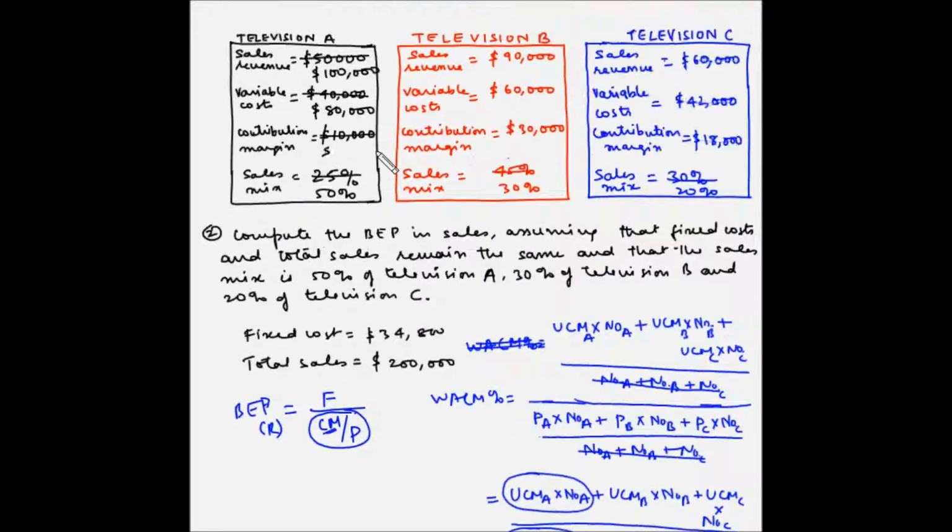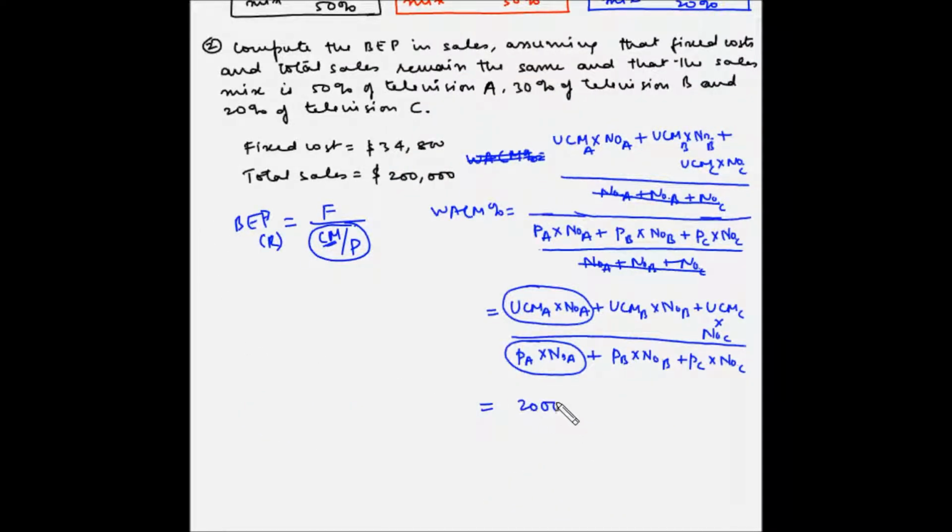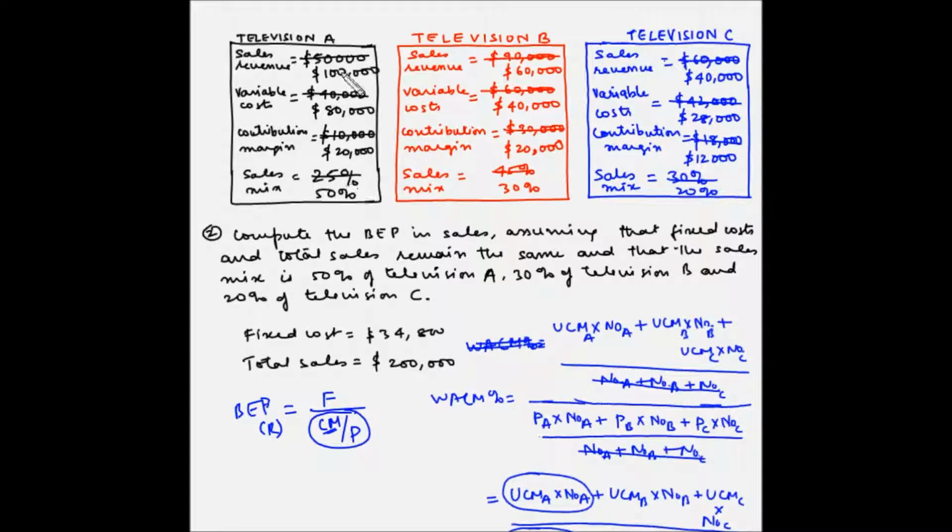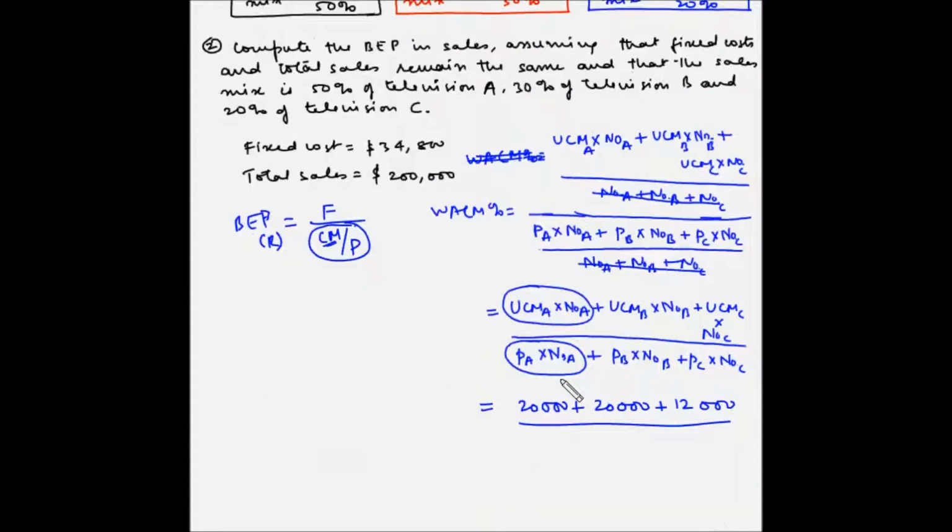So sales revenue is the number of units sold multiplied by the unit selling price. So if we substitute these values, we get 20,000 plus 20,000 plus 12,000 divided by 100,000 plus 60,000 plus 40,000, which is 200,000. And this is equal to 20 plus 20 is 40 plus 12 is 52. 52,000 divided by 200,000, which is equal to 0.26. So this is the contribution margin percentage.